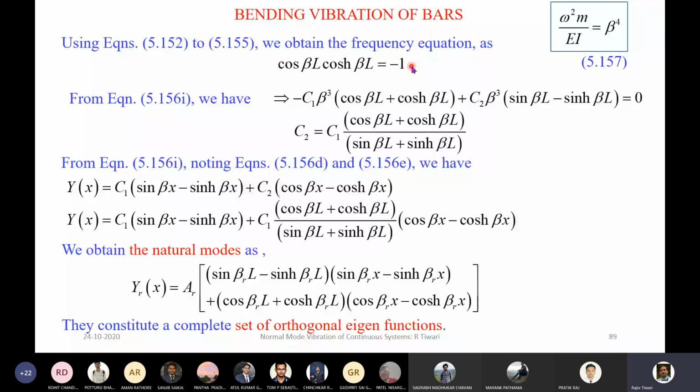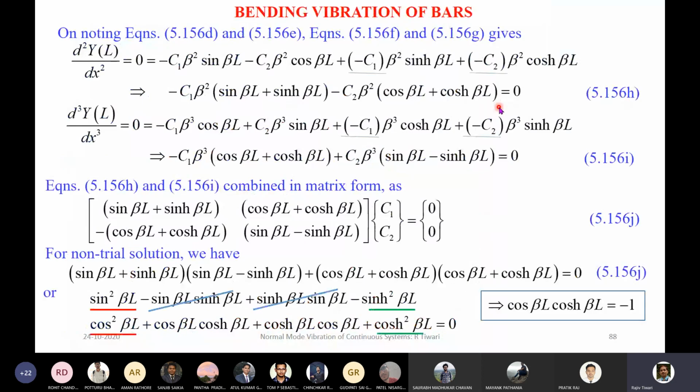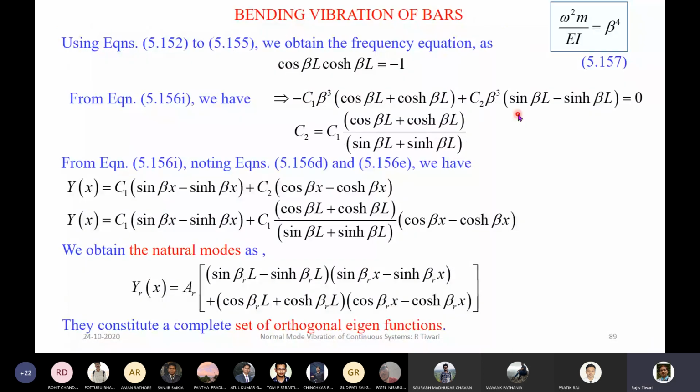Now we want the eigenfunction. I'll show the solution of this on the subsequent slide. But now let us see the eigenfunction also, or the mode shape associated with this. So earlier we had equations which were in terms of C1 and C2 only, because we reduced. So if we take one of these equations, we are able to write C2 in terms of C1 because it is a homogeneous equation.